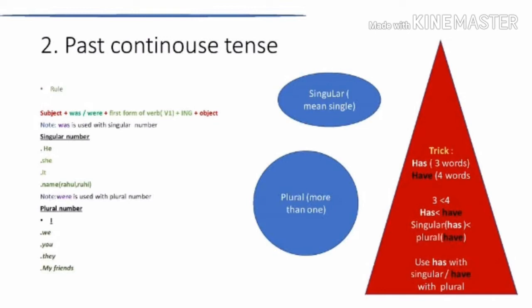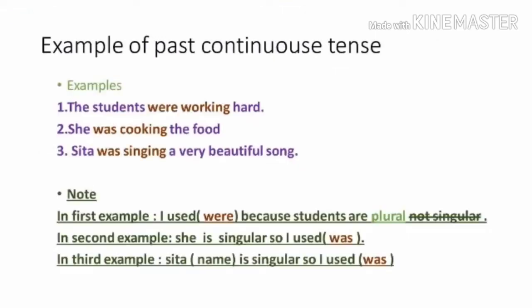Okay, now you can see the examples which are written on the screen. And the first one is the students were working hard. Can you tell me why I used were here? Okay, because you can see there is students written. As we know, students are more than one, so I used were.